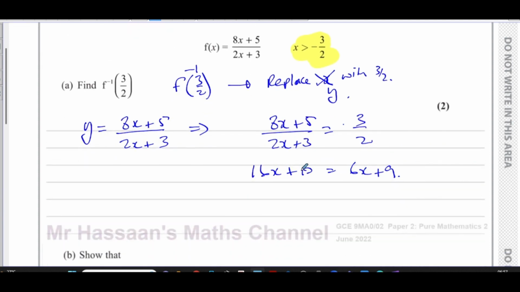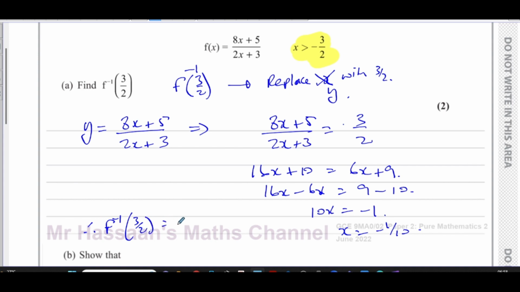So now when we solve this, we do 16x minus 6x equals 9 minus 10. So we're left with 10x equals minus 1, so x is minus 1/10. Therefore, we can say that the inverse of 3/2 is equal to minus 1/10. That's a much quicker way of getting to the answer.